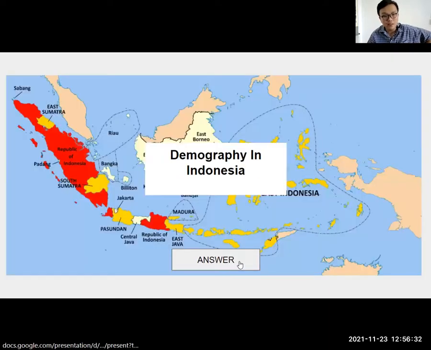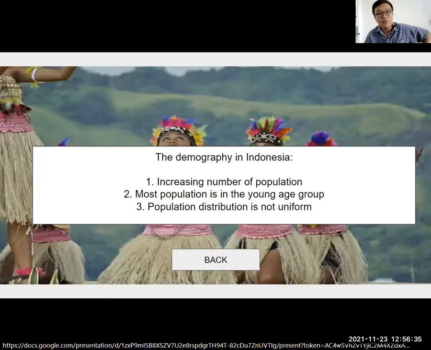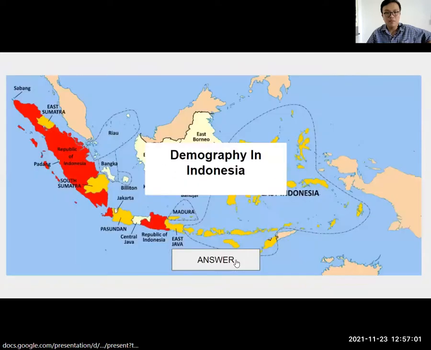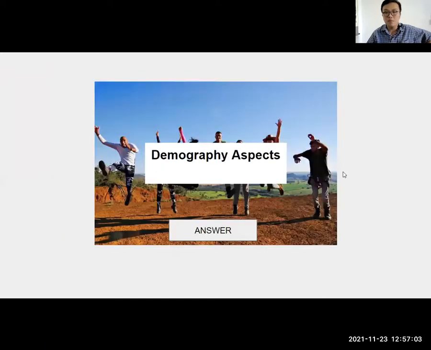The demography in Indonesia. The demography in Indonesia tends to increase, and there are more population in the young age group. The young age group is people that are less than 15 years old, and the population distribution is not uniform, which is evident if you look at the number of population living in Papua and in Java. You can see that there is a huge gap of population distribution. So if we conclude, Indonesia's population pyramid is expansive.